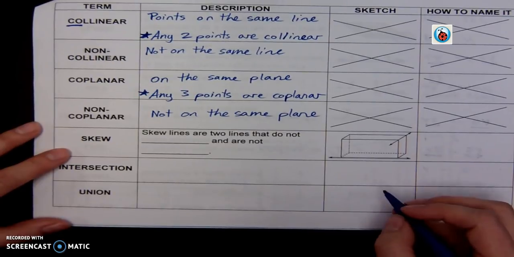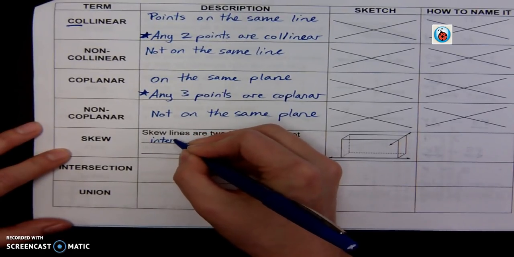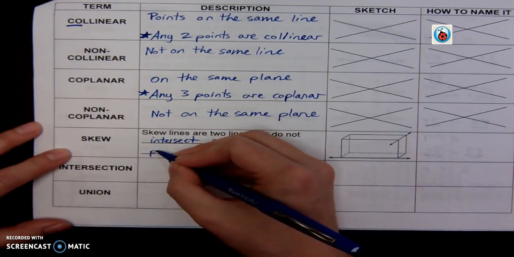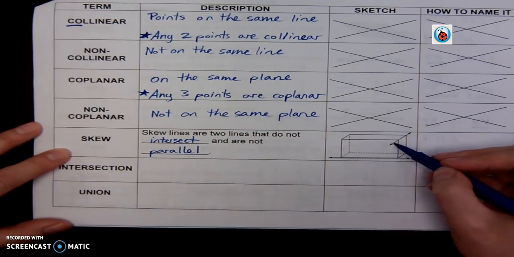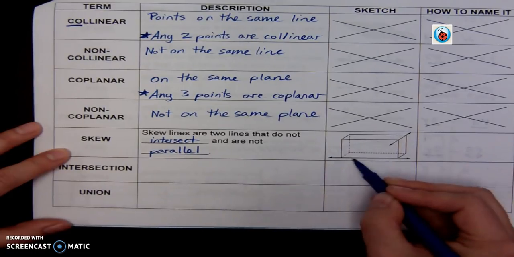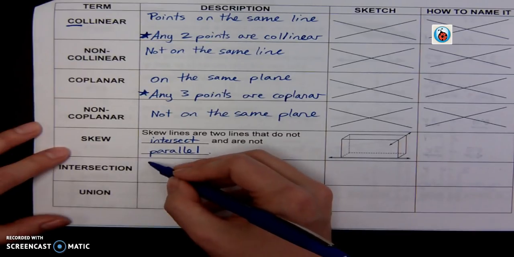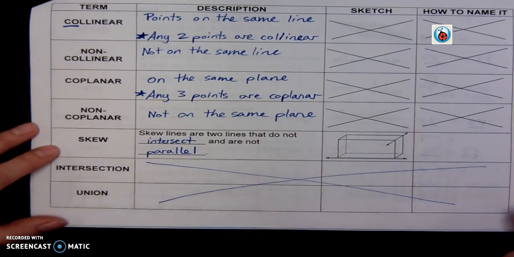So skew lines are lines that do not intersect and are not parallel. And so that's when we have 3D figures, like if you had the top of the box going this way, bottom of the box going this way, that would be skew lines. Intersection is just where they cross, and union, those are technical terms we actually aren't dealing with this unit, so just cross those out for now.